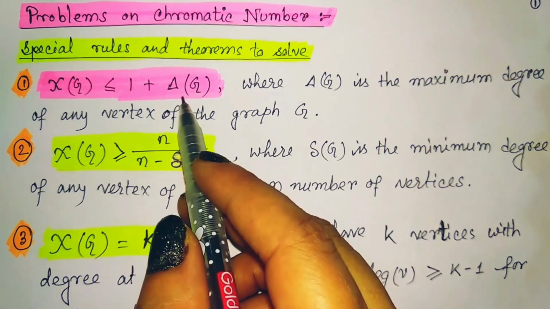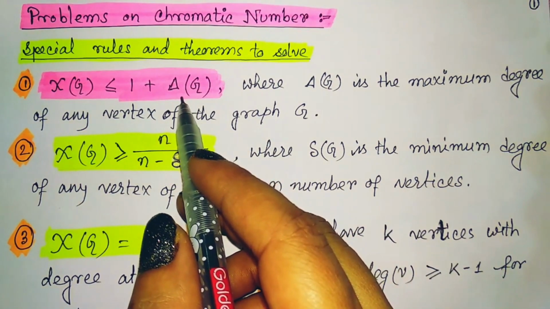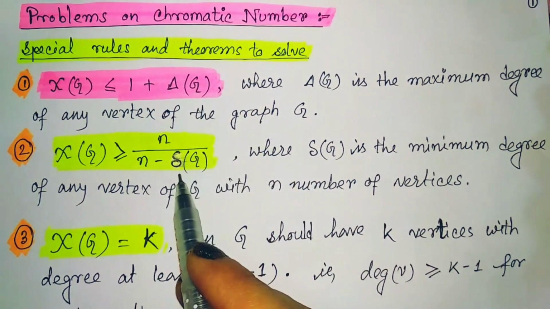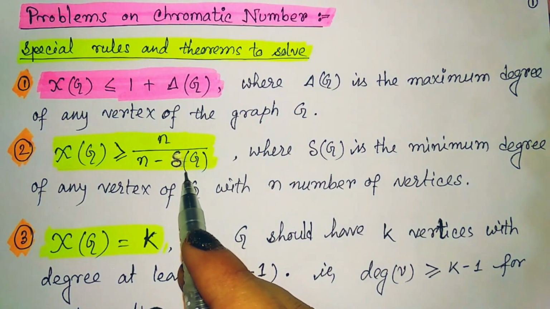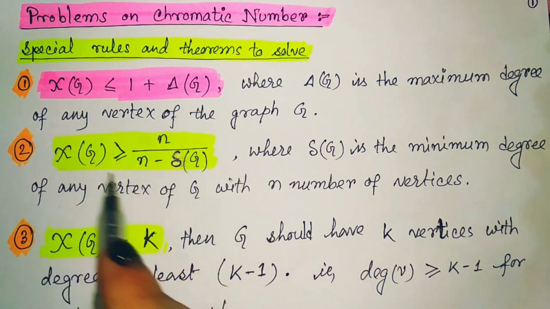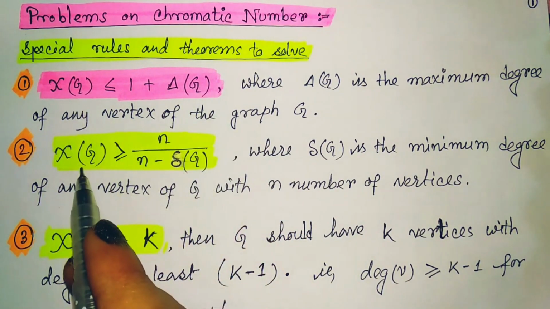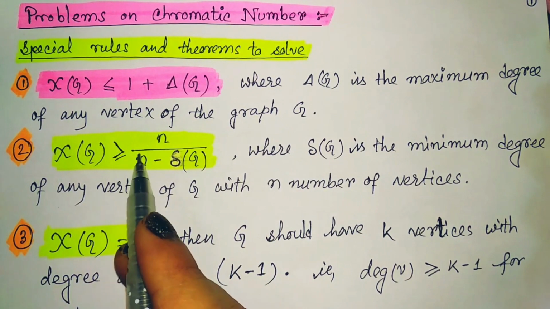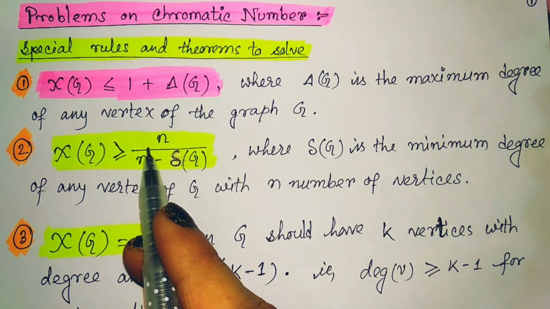So this is the maximum degree count for the vertices in the given graph, and this is the minimum degree for the vertices in the graph. So according to the maximum and minimum, we can find out the threshold of the chromatic number accordingly.